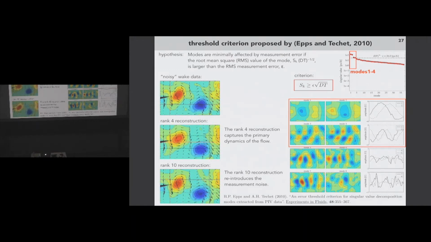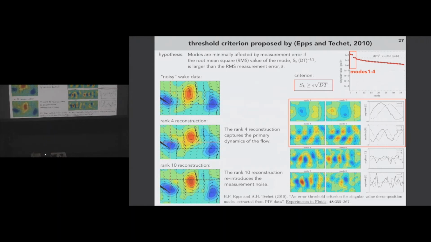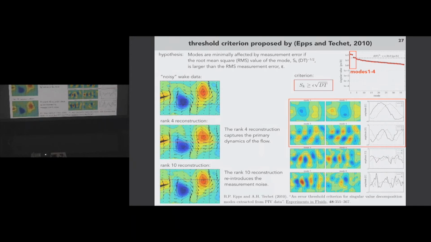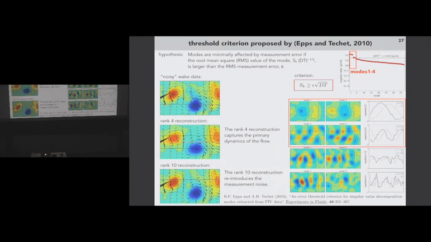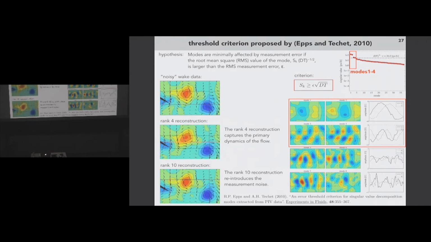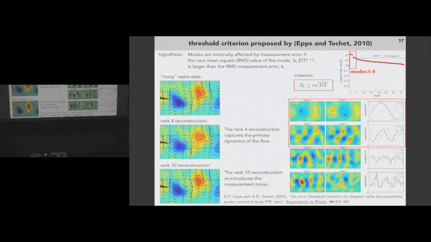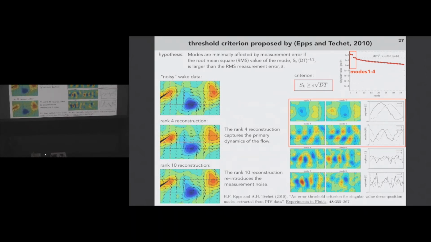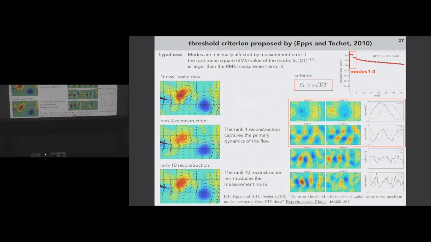It was really a hypothesis at that point. I'll admit that now. So my hypothesis was the modes are minimally affected by measurement error if the root mean square value of the modes, which is this, is larger than the RMS measurement error. So we can call that epsilon. So if you set this equal to that, you can solve and say the singular value has to be greater than this threshold in order for the mode to be relatively noise-free. And so here's that threshold with the error from my data and the number of time steps and data sites from my data. It says modes 1 through 4 should be good.